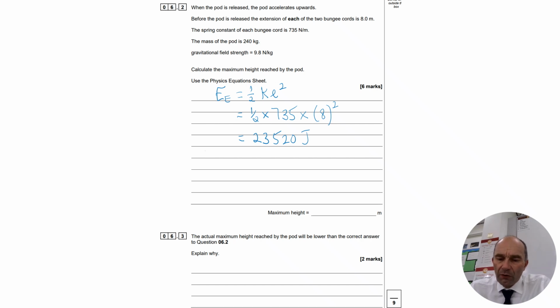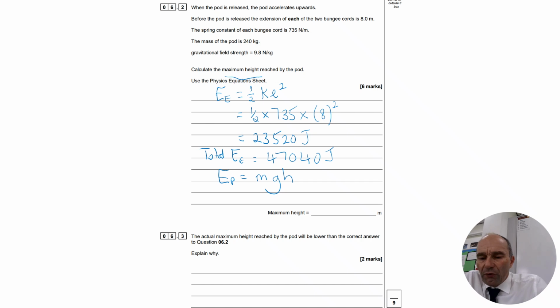So our total energy, so the total elastic potential is going to be 47,040 joules. All I've done is multiplied 23,520 by 2. Now, we need to work out the maximum height. So we need to assume there's a 100% conversion of that elastic potential energy into the gravitational store of energy. So that's where EP equals mass times gravitational field strength multiplied by height.